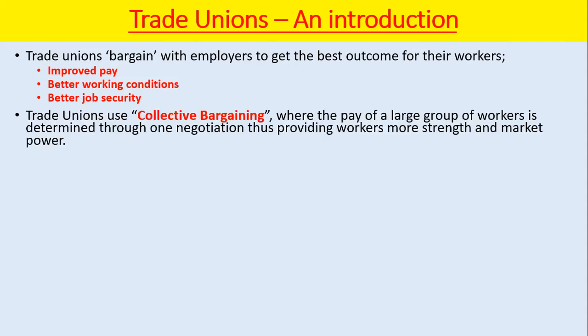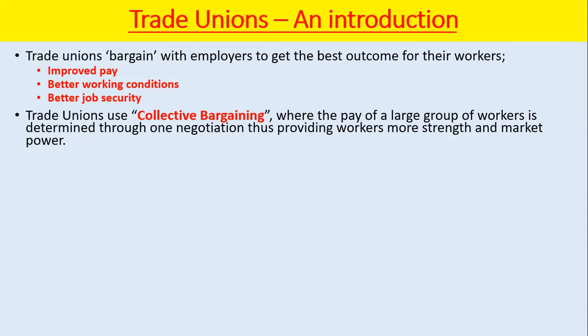Trade unions use this phrase called collective bargaining. And collective bargaining is the power of a group of individual workers. So if, for example, you've got an organization and there are 50 workers in it, if all 50 of them belong to a union, then it's the power of 50 people. It's the voice of 50 people collectively working together to challenge their employer, to work with their employer, to bargain for, as I said before, higher pay, improved working conditions, and better job security. So trade unions use collective bargaining, where the pay of a large group of workers is determined through one negotiation, thus providing workers more strength and market power.